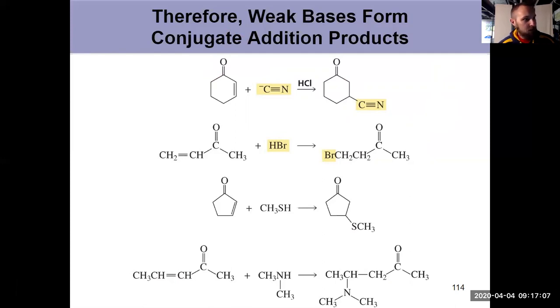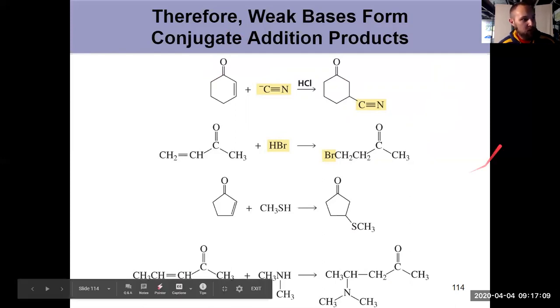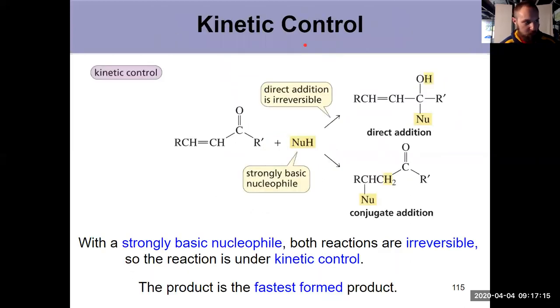Okay? And I would recommend writing this down: weak bases form conjugate addition products. That's what we've been saying before I started to get ahead of myself, which now I can do on slide 115, where we go to kinetic control, where I have a strong base. And so the opposite of that is strong bases form direct addition products. Okay? So here I have a strong base, something like hydride, and it can go either way.